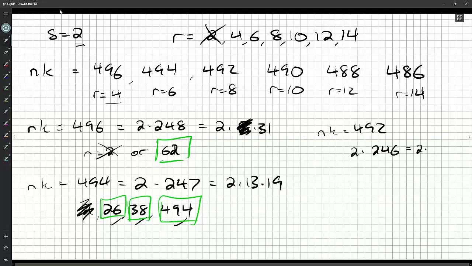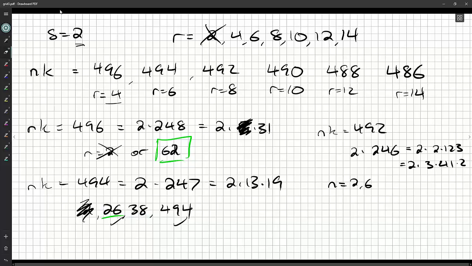123. So 2 times 2 times 123. So that's 2 times 3 times 41 times another 2, but we don't really care about him. So n could be 2, n could be 6. Oops. I am all sorts of awful today. Because these ones down here are supposed to have divisibility by 6.